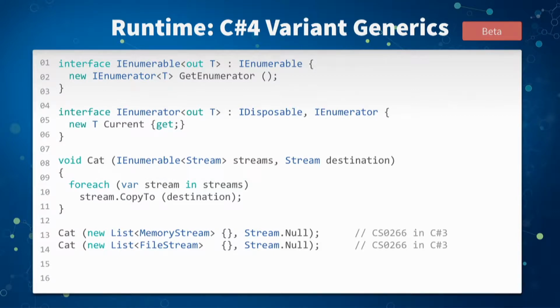But what that means is that for a given T, and for example, look at cat, which is based on the Unix command line of the same name, we're taking an IEnumerable of Stream. And so because it's out, any subclass of Stream can be used instead of the type parameter. So you can do a new List of MemoryStream and pass it to our IEnumerable of Stream, or we can do a new List of FileStream or NetworkStream or any Stream subclass.